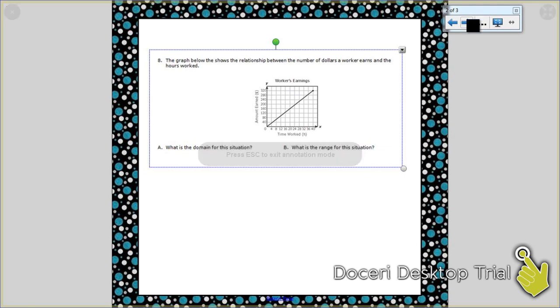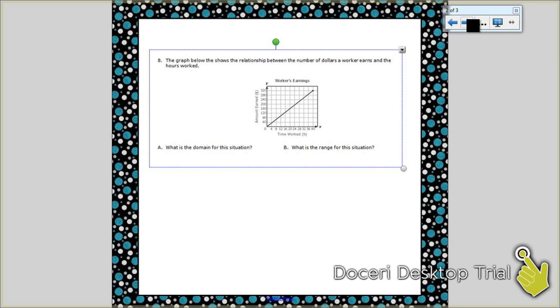So number 8 here, the graph below shows the relationship between the number of dollars a worker earns and the hours worked. So you have a picture there. You've got a graph that gives you information, and part A wants the domain for the situation. If you look, this graph has endpoints. It's got an endpoint down here, and it's got an endpoint up here. There are no arrows or anything because it is a situation. It's going to have a definite beginning and a definite end. It's not going to go on forever and ever.